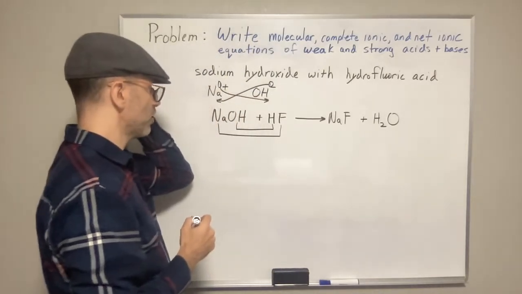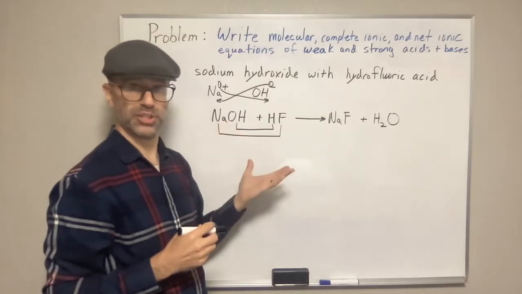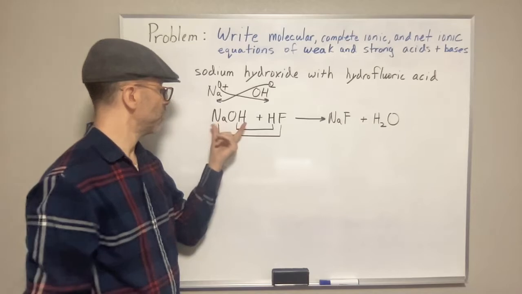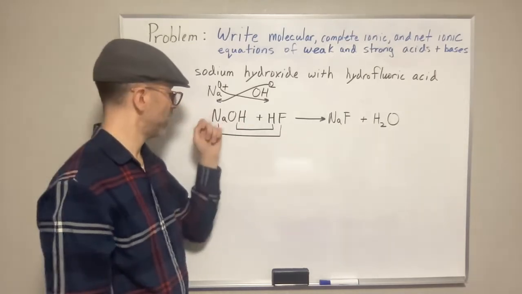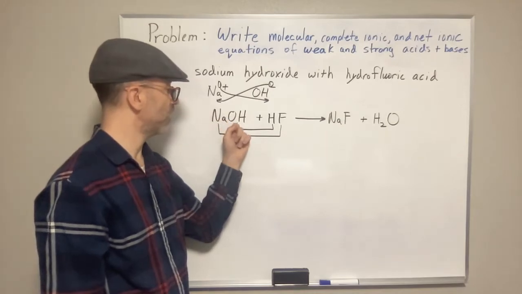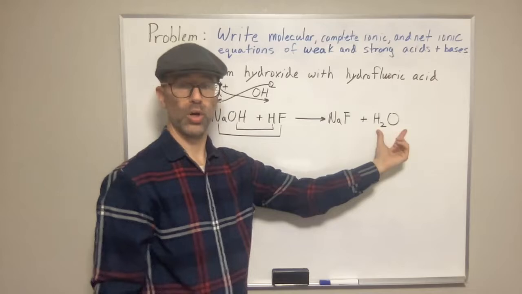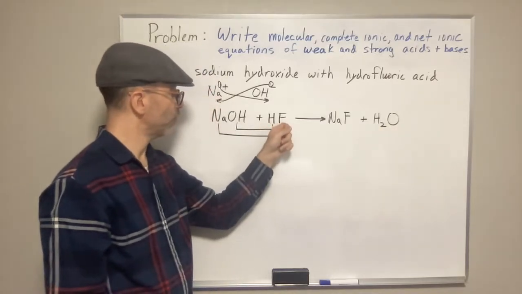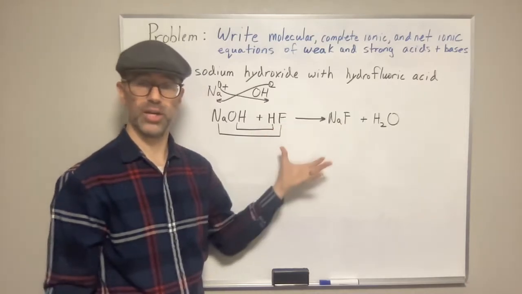Now we have our equation. We need to make sure it's balanced and that we have the right states. Here we have one sodium, so that's balanced. We have one hydroxide and one hydrogen that forms one water, so we have one water there. And then we have one fluoride ion, one fluoride ion. So this is a balanced equation.